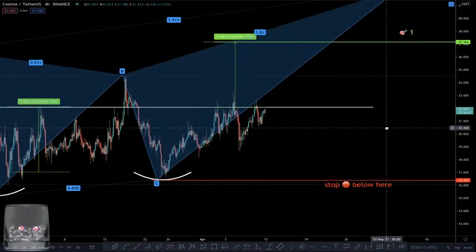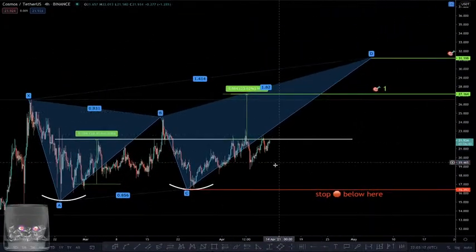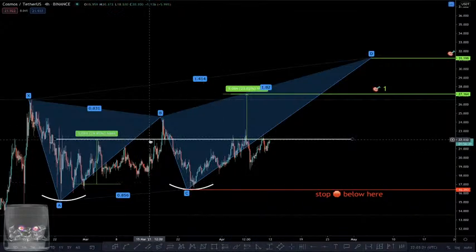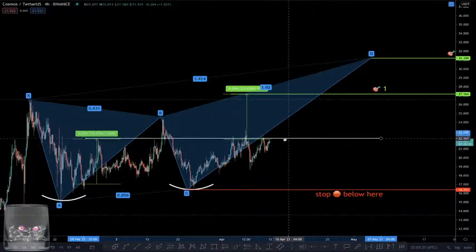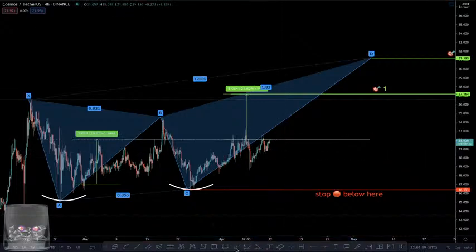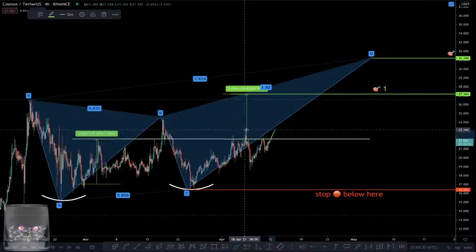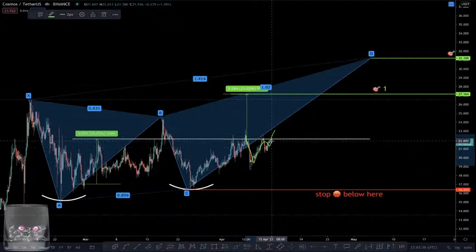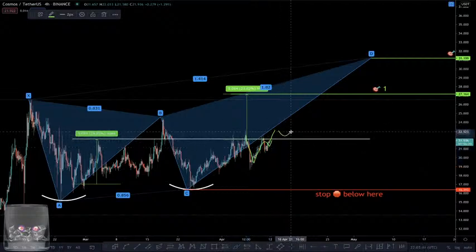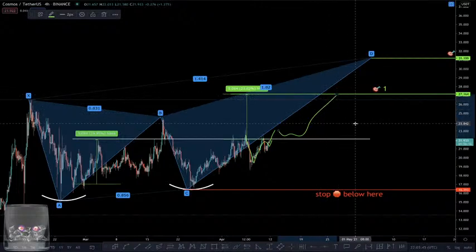What is this? Cosmos, ATOM. Again, we're approaching critical resistance level here, right? Critical overhead resistance. We must break and hold this. So price needs to get above this, like we almost did once here, but we failed, right? We sold off, and now we've rallied again. And now if we could just get up here, we just need to hold this level, okay? And if we do, we're gonna get the target, $27.